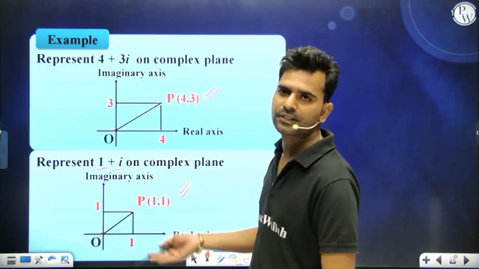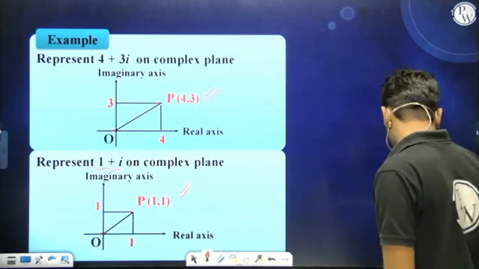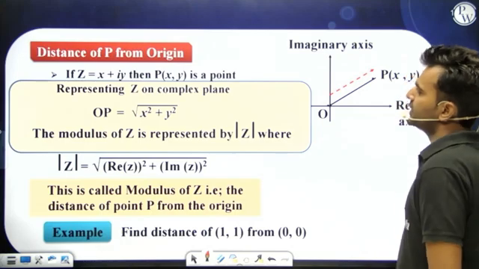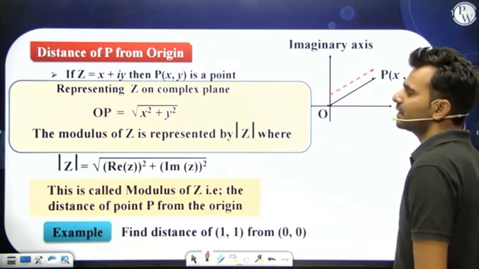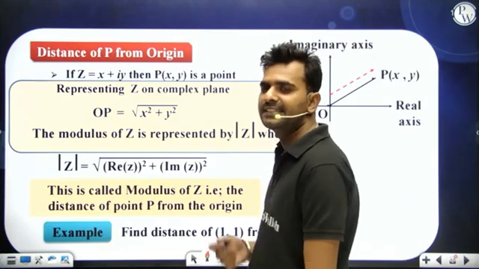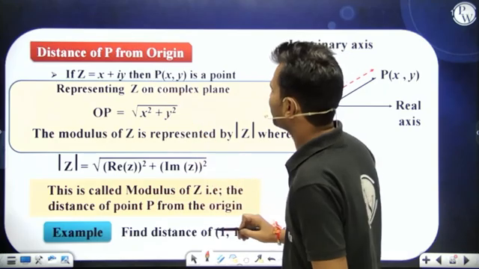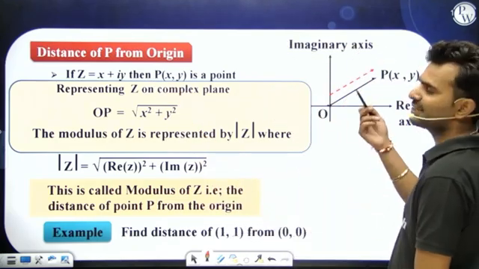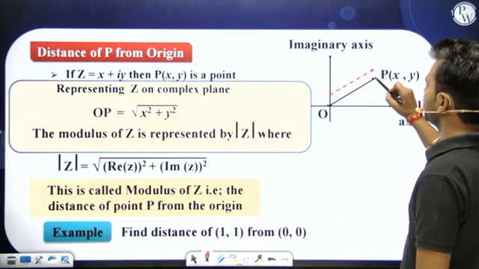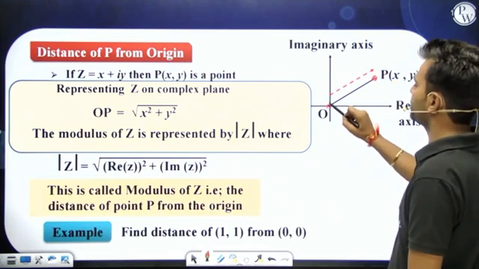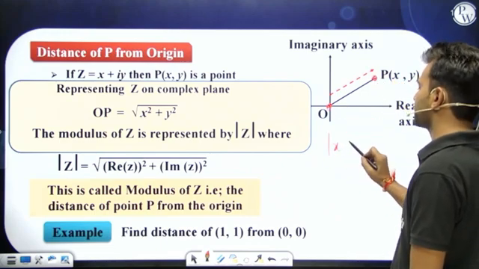On the imaginary axis you have to move 1. That's it. Right? Distance of P from origin. This is nothing but, let's say any complex number z is equal to x plus iy. Then the point (x, y) is nothing but that complex number only. So the distance of that complex number from origin is nothing but the modulus of x plus iy.